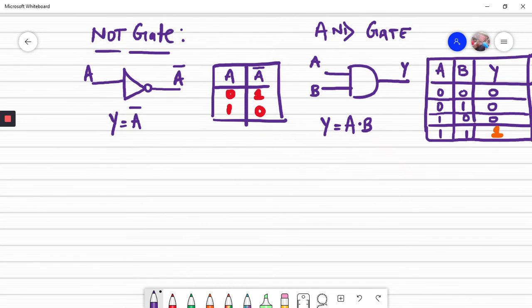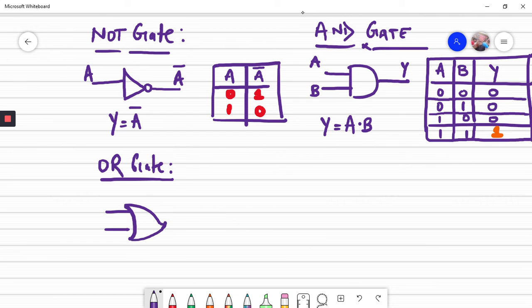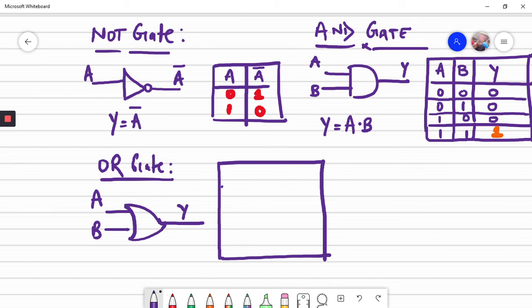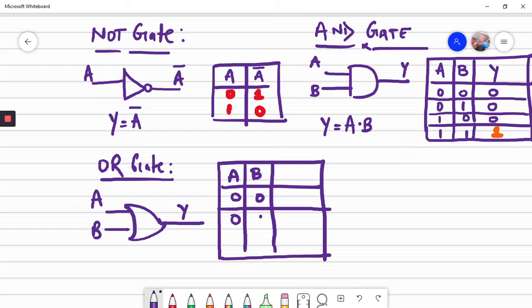Quickly discussing the third gate, that is the OR gate. The OR gate is represented symbolically like this. Again, it has a minimum of 2 inputs. This is input A, this is input B, and this is output Y. We'll quickly draw the truth table. Again there are 4 possible combinations, which are 0 0, 0 1, 1 0, and lastly 1 1.